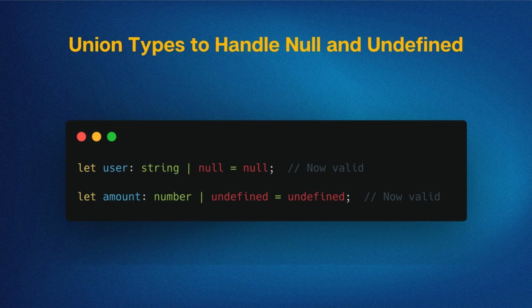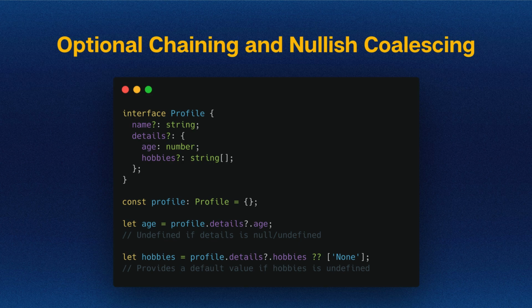TypeScript also supports optional chaining and nullish coalescing, modern features that help you write cleaner code when dealing with nullable types. Optional chaining prevents errors by returning undefined if the data is nullish. Nullish coalescing provides a default value if the left-hand side is null or undefined.